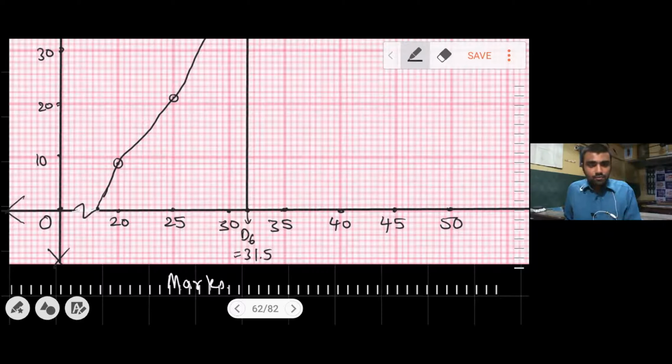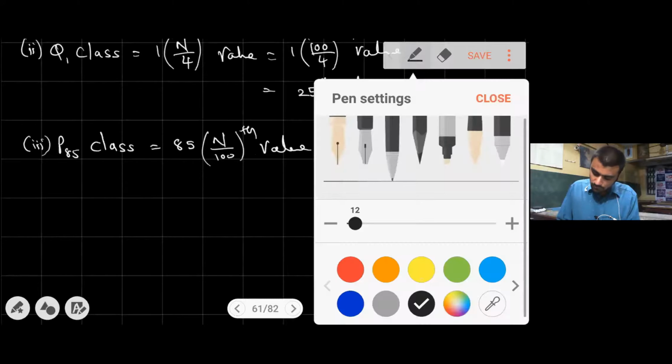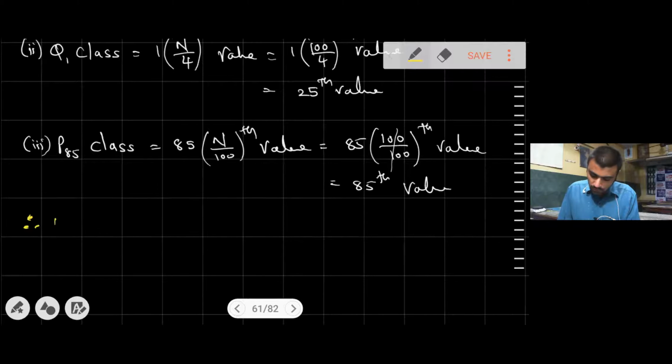Again I repeat, from student to student or person to person, you will find certain differences, because it is the freehand curve method which we are making, which may not be the same for everyone. We get a slightly different curve here and there, and due to that, the point where we land on the x-axis may vary a little. So 31.5 is our D6 answer. Please write it down here. Therefore, D6 is equal to 31.5.